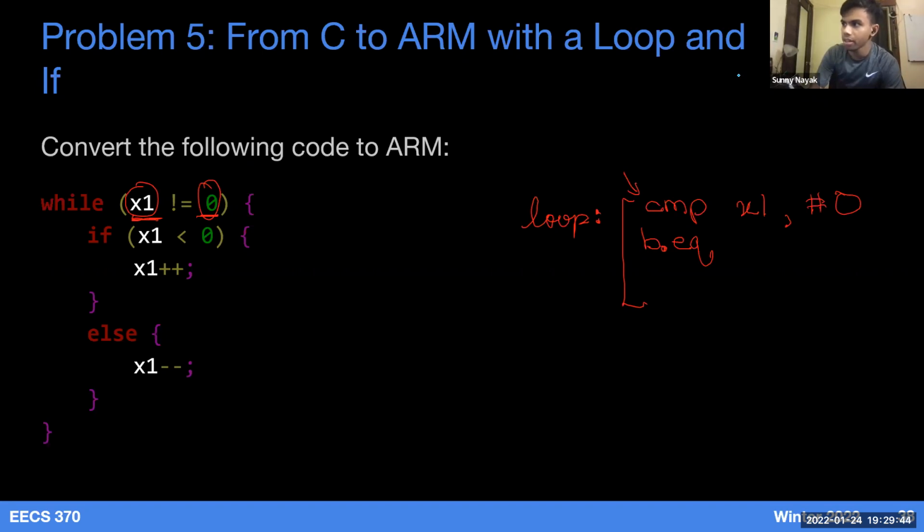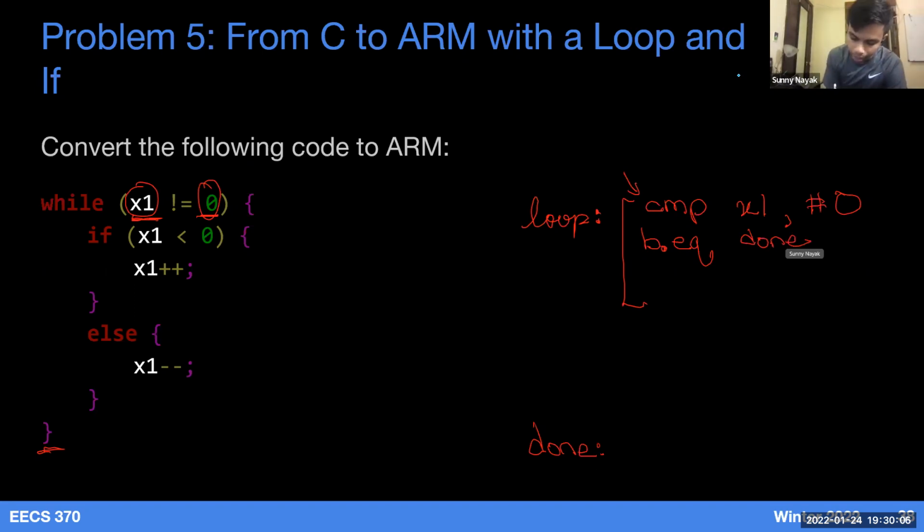So if x1 is equal to 0, then I'm essentially just done with my loop. And so at the very end of my code, I might have a label called done, right? And remember, we don't have a halt or anything, so we're just going to leave that blank. And so I would put my label here.